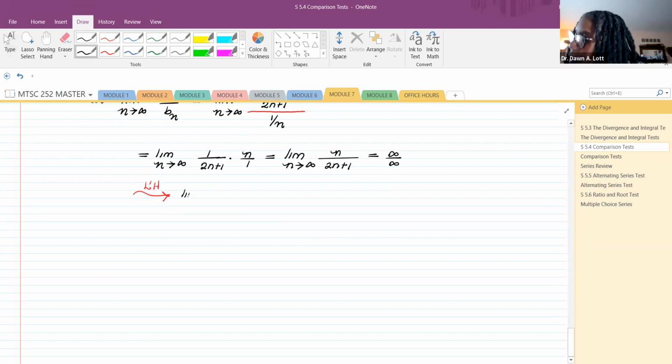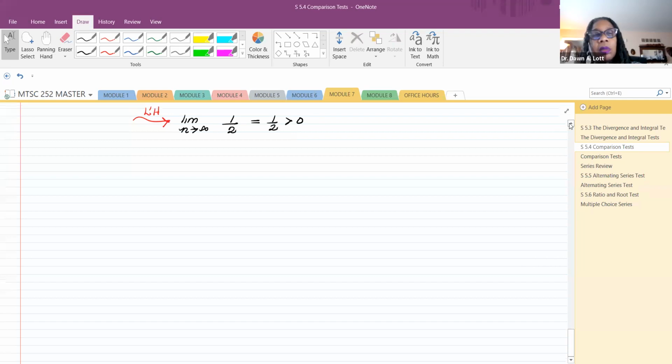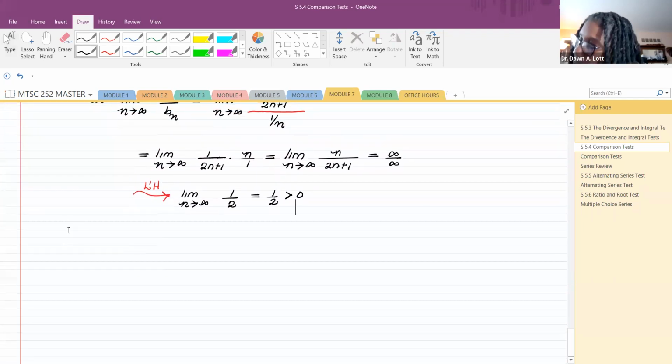So now I get the limit as n approaches infinity of 1 over 2. And that's 1/2, a number that's greater than 0, not equal to infinity. So by the limit comparison test, we got a number. Now we know that the sum n equals 1 to infinity of 1 over n diverges, because it's the harmonic series.